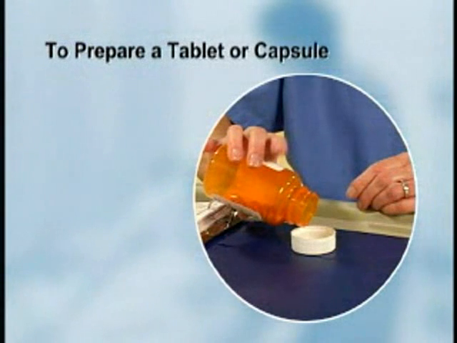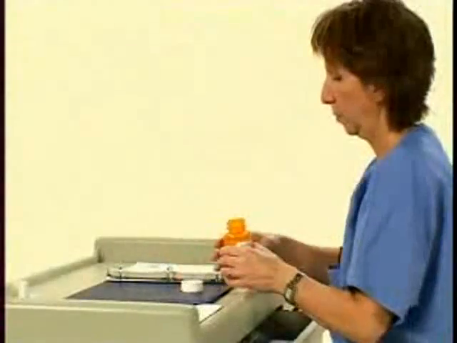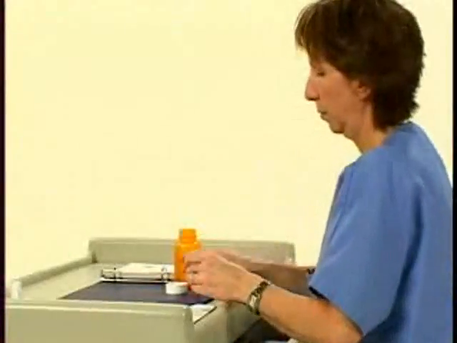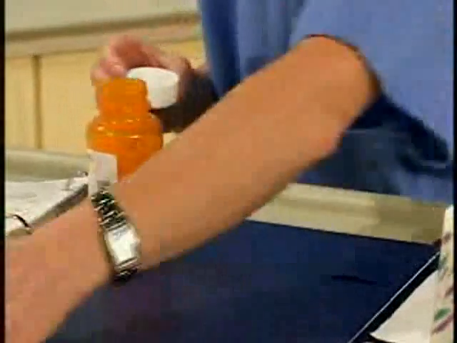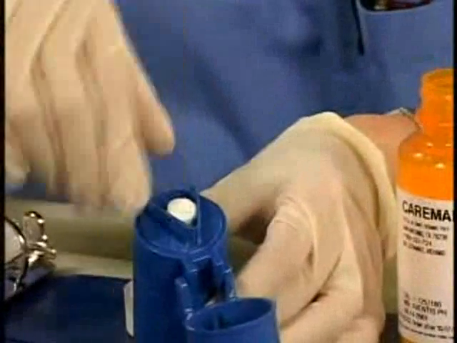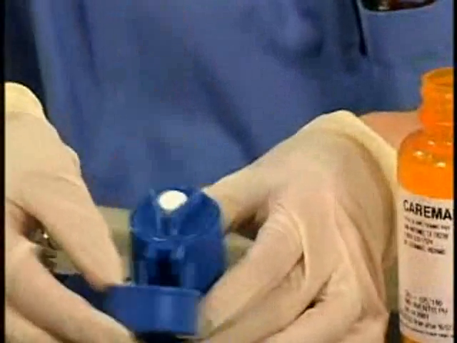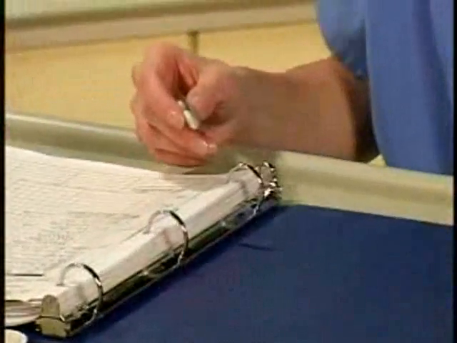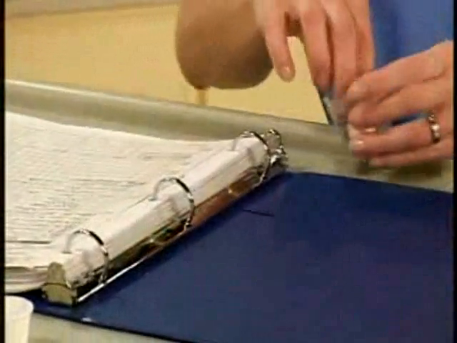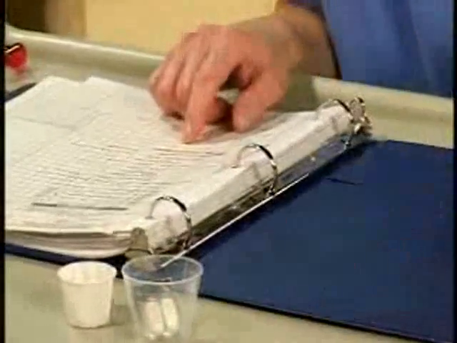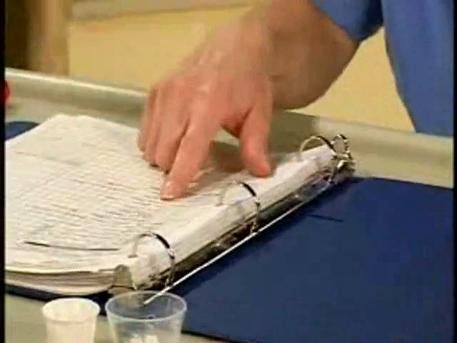To prepare a tablet or capsule, pour the required number of tablets or capsules into the bottle cap and transfer to a medication cup without touching them to avoid contamination. Scored tablets may be broken if necessary, using gloved hands or with a pill-cutting device. A unit dose tablet should be placed directly into the medicine cup without opening it. The wrapper will keep the medication safe from contaminants and will make it easy to identify when it is administered.